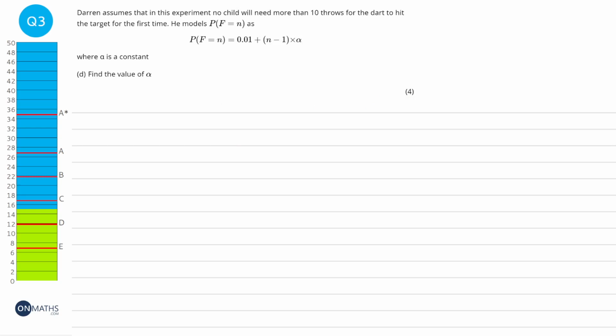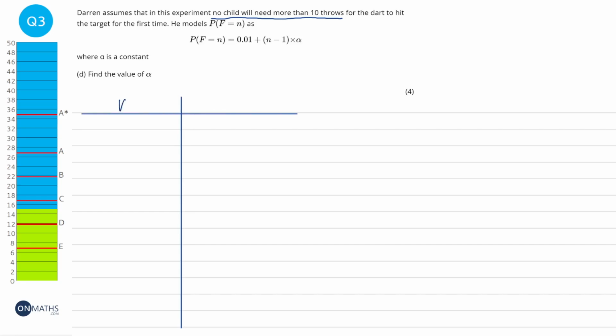The key part of this question is that no child will need more than 10 throws. So we know that if we add up each of the probabilities from 1 to 10, then it must equal 1 because no child will need more than 10 throws. So we're going to do a quick table, and this is going to take a while, but it's worth 4 marks, so it's definitely worth spending a bit of time over.